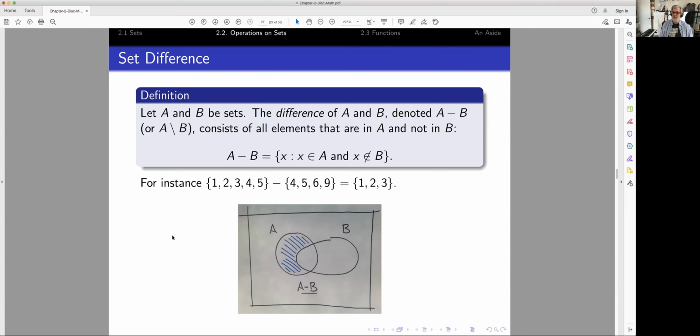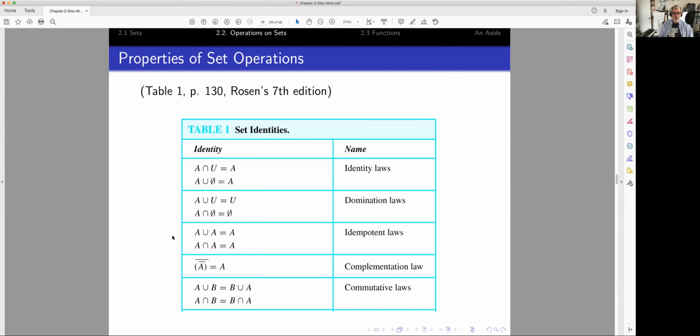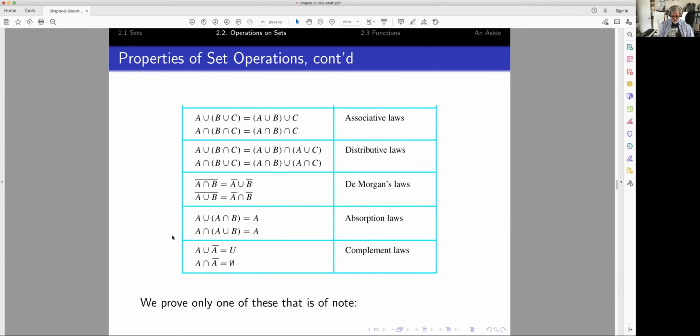So that's the set difference. Okay. Now I've been a bad boy and I've just basically copied down directly from Rosen's book, cut and pasted from the PDF. I have some basic identities about these operations. So let me show you this slide. This is the next slide.